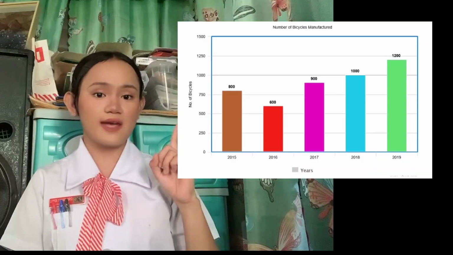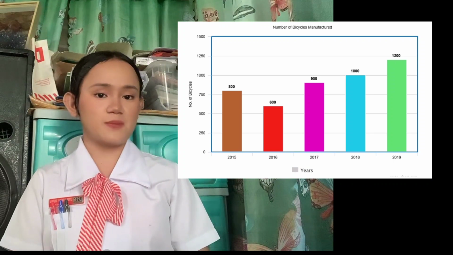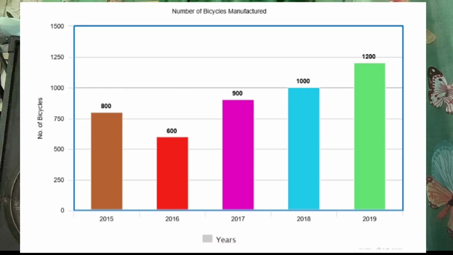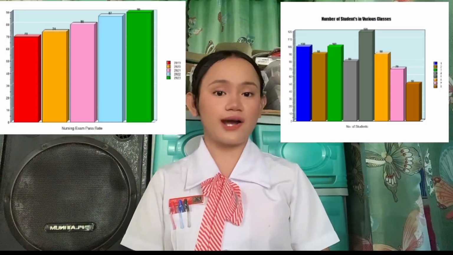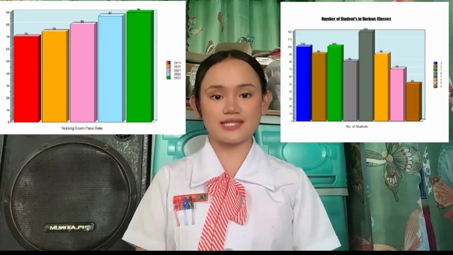Hello everyone, I am Cyrel Rosell, and I will talk about the interpretation and answers from the previous examples. First, the bar graph's title, which is displayed at the top, indicates what the graph represents, such as the quantity of bicycles manufactured in example 1, the passing percentage of nursing exams in example 2, and the number of students from various classes in example 3. A vertical bar graph is displayed in these 3 examples.